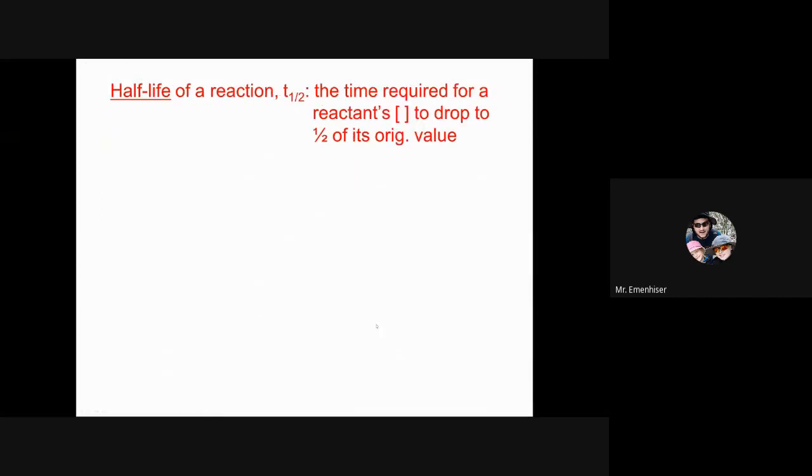Half-life of a reaction is the time it takes for a reactant to drop to half of its value. We think about this when we're doing nuclear decay. The half-life is the time it takes for half of the substance to disappear. Let me do a little visual demonstration to show you how half-life works. Usually I do this in class, and it's kind of fun. So I take a blank sheet of paper.